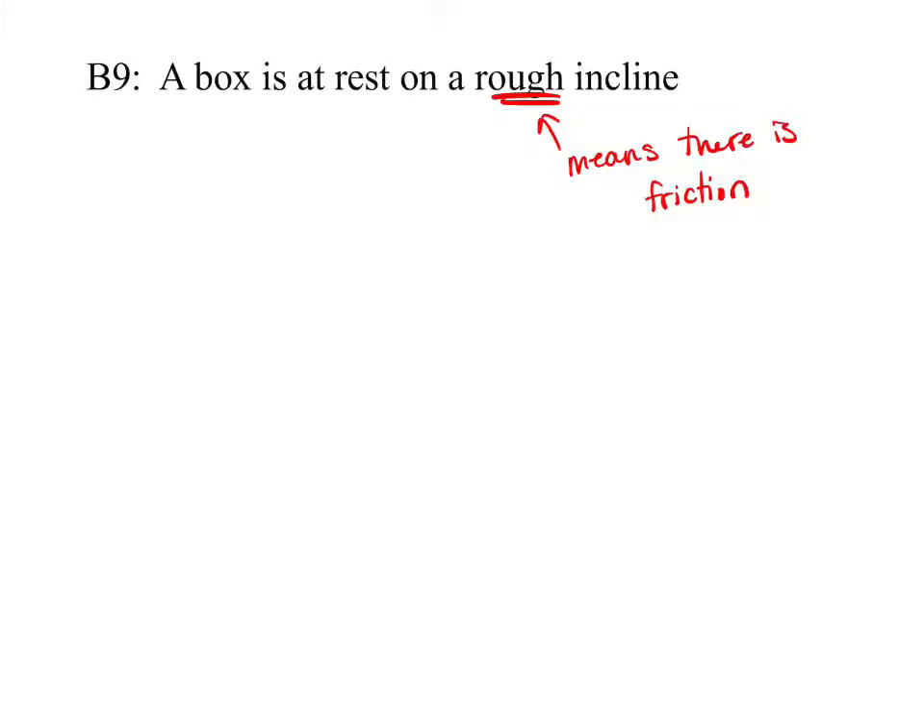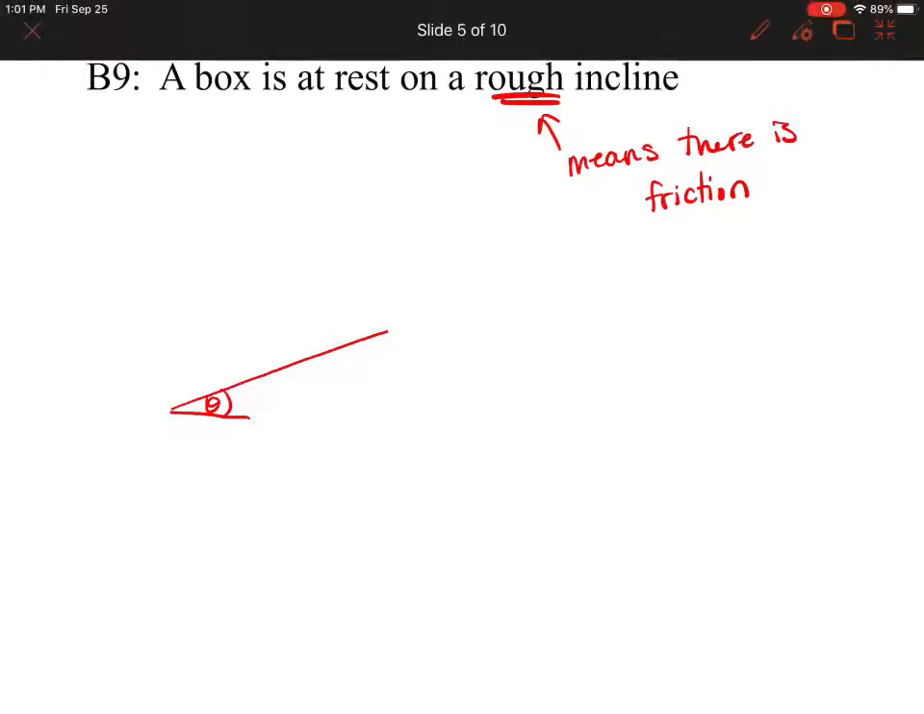Okay, so I want to draw a free body diagram. So if it's on an incline, what does that mean? It means that, there you go, there's an incline and there's going to be some angle there that the incline is on. So it's a box. Oh, that's so nice and easy to draw. Let's draw a box here.